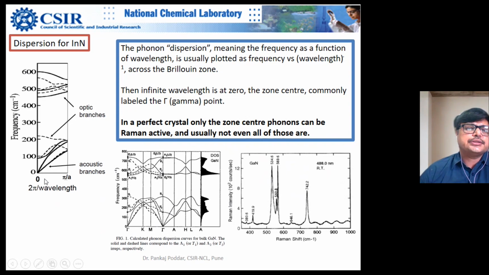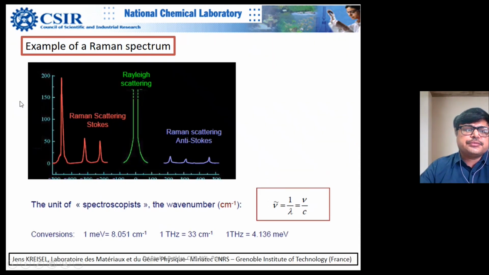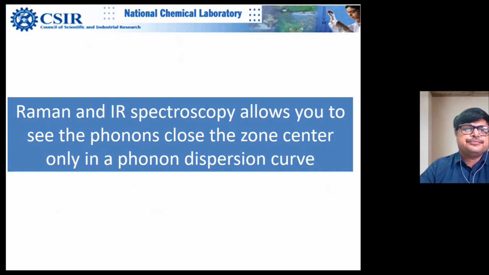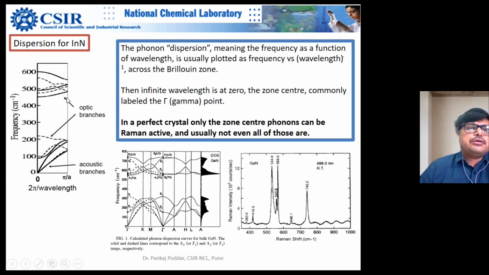This is E, and this is plotted as frequency in centimeter inverse for your convenience, because that's how we relate centimeter inverse in a typical Raman spectra. So it is easy for us. So these are optical branches and these are acoustic branches. As I mentioned, acoustic branches touch zero when K is zero, the energy is zero, but it is not true for optical branches. So this is the phonon dispersion curve.